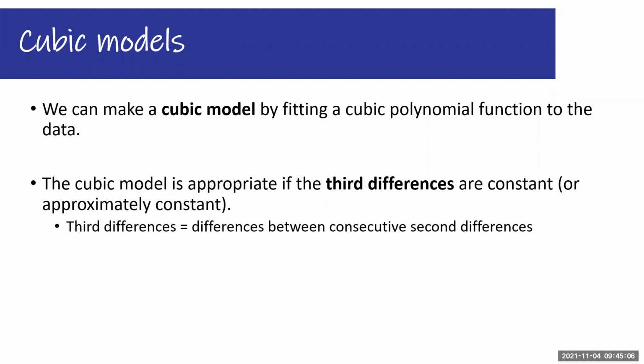To know if our cubic model is appropriate, we need to look at these third differences. So we're going to take the differences of these second differences to get the third differences. Just like before, if they're perfectly equal, then you're going to have an exact fit. More likely in real data, they're going to be an approximate fit, so they're going to be approximately the same. Remember that our third differences are differences between consecutive second differences. It's just an iterative process between the differences.